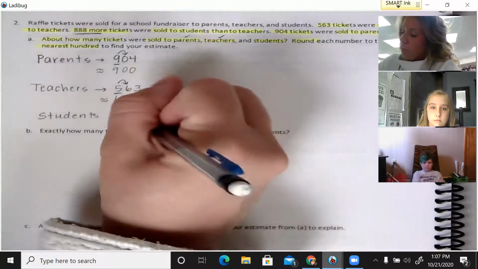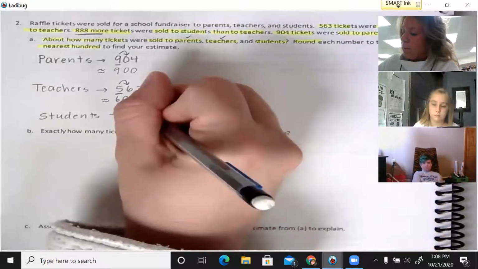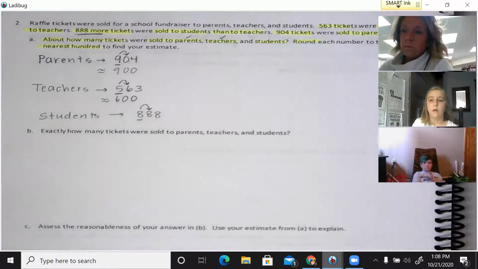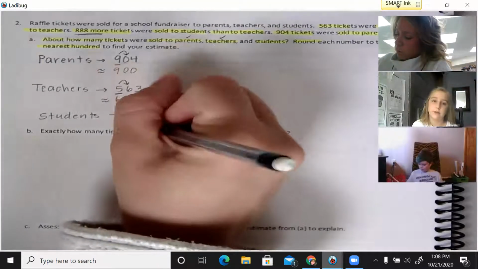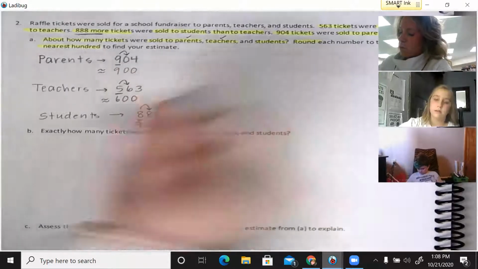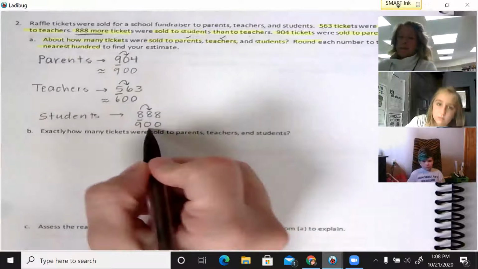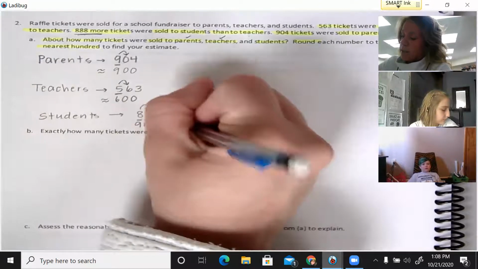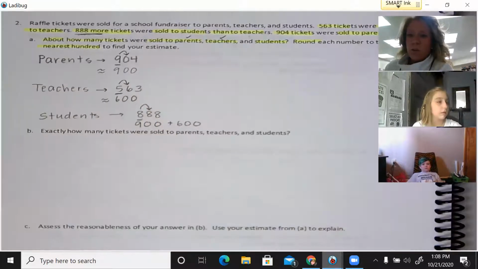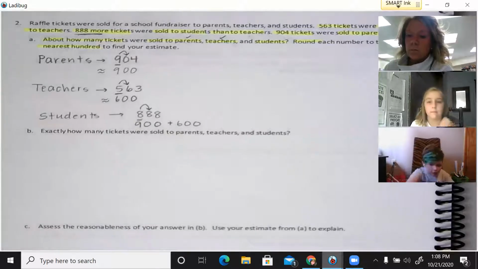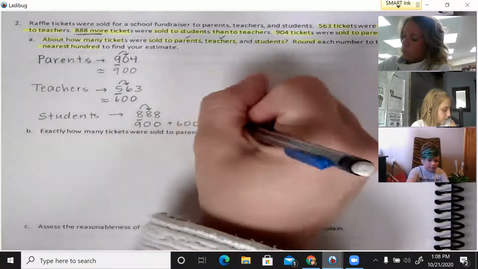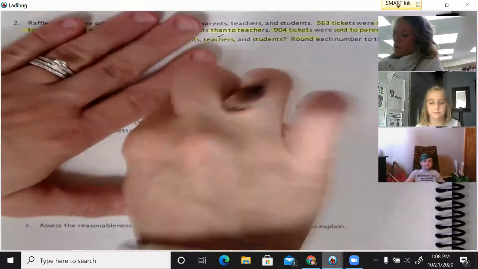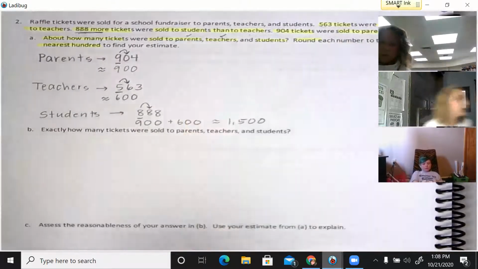So let's go ahead and round 888 to the nearest 100. Find my place, look next door. What does that 8 tell me to do? Add one more to the other 8. And then the rest turn to zeros. So I have my about 900 here, and I'm going to add to that 900 plus the 600 we already rounded. What is 900 plus 600? 1,500. So we have about 1,500 tickets sold to the students.